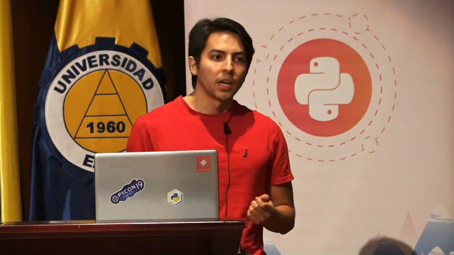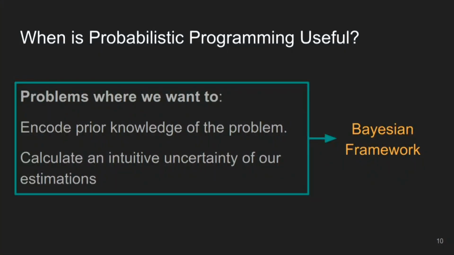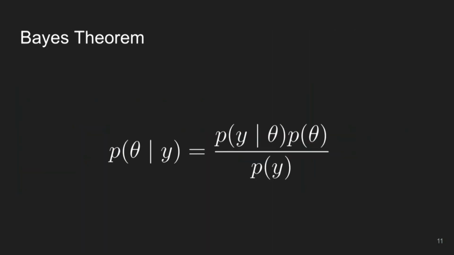And many of you may recognize this framework. This is the Bayesian framework of statistics. Right, so we are going to focus on this framework. For those of you who haven't heard about this framework, it's summarized through Bayes' theorem. Basically, Bayes' theorem has four elements.